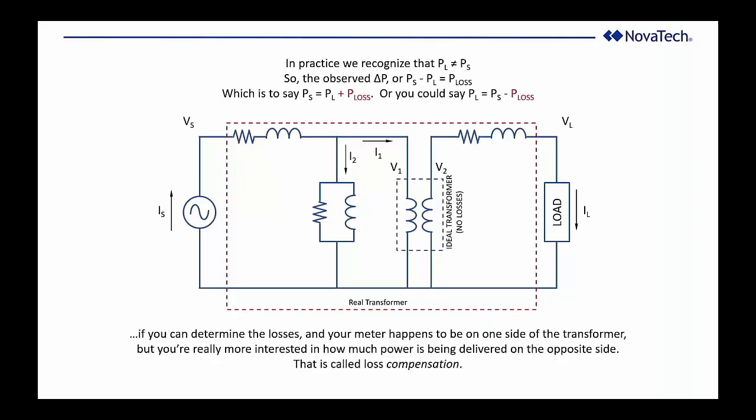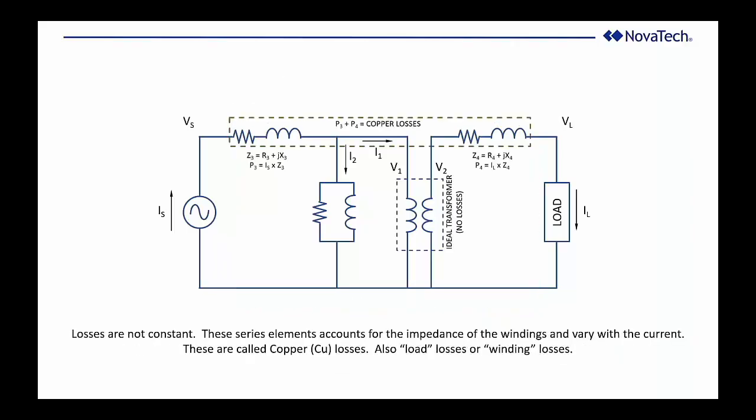So you can equally well say that the source power is equal to the load power plus the losses, or you could say the load power is equal to the source power minus the losses. The losses for any given amount of voltage and current are going to be the same. It's really just a question of whether the meter is on one side or the other, and whether you're interested in the opposite side or the same side that the meter is mounted on.